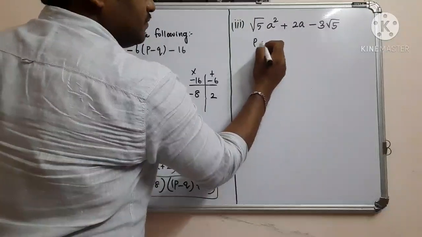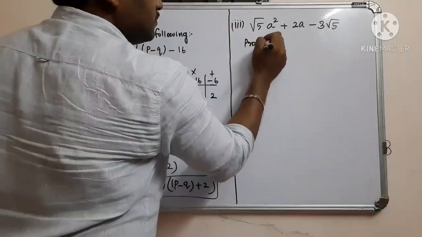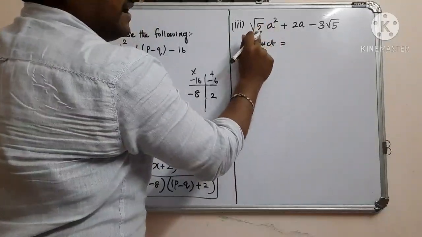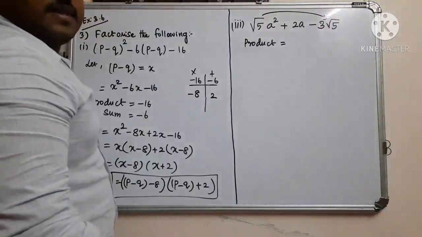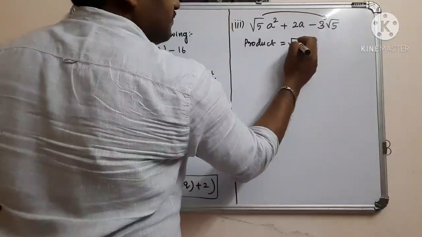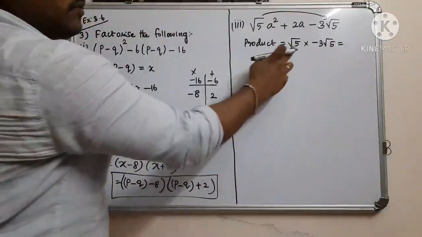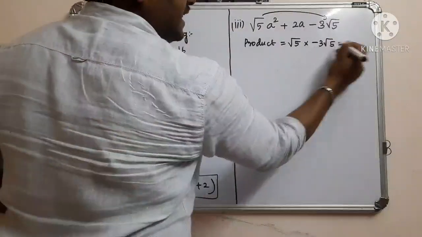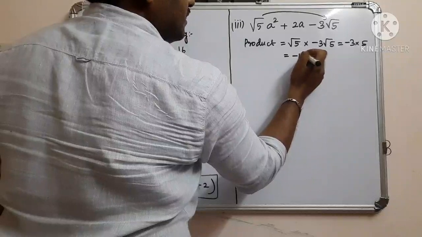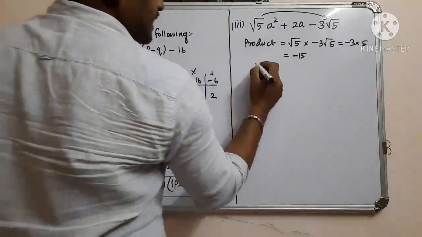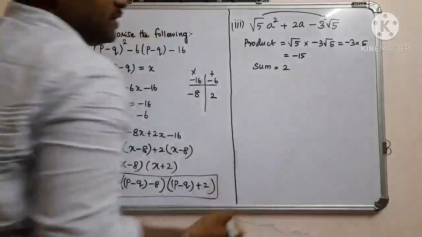Here we have to write the product. Here the a square coefficient is root 5. So root 5 should be multiplied with the constant term. So root 5 into minus 3 root 5. We know that root 5 into root 5 is equal to 5. Minus 3 is there. Minus 3 into 5 is equal to minus 15. The product value is minus 15. And then the sum value, here the a coefficient is plus 2. So the sum value is equal to 2.